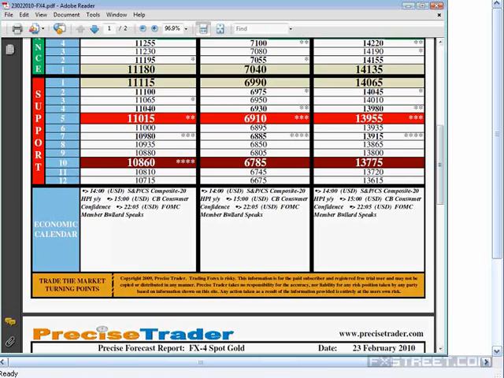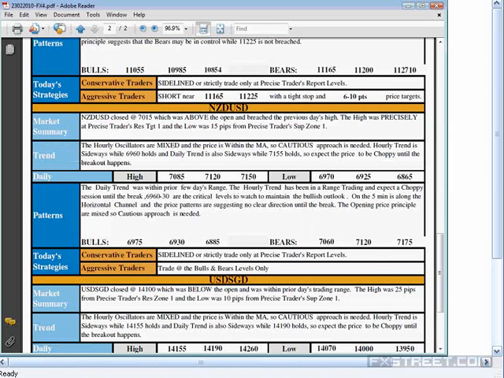This is where we tell you what is to be expected or what to look forward to when taking your trading decisions. Market summary is basically what has happened in history from our report. But I will be paying attention to the trend, daily patterns, and today's strategies, for what is to be expected on the market. The hourly oscillators are mixed and the price is within the moving average, so a cautious approach is needed. Hourly trend is sideways while 69.60 holds, and daily trend is also sideways while 71.55 holds. So expect the price to be choppy until the breakout happens.